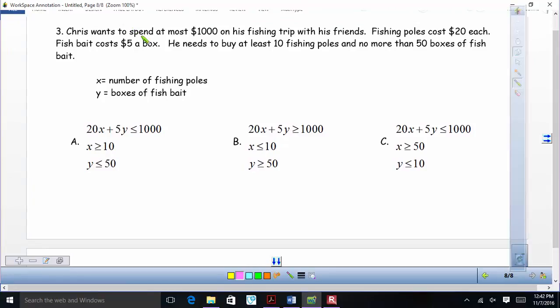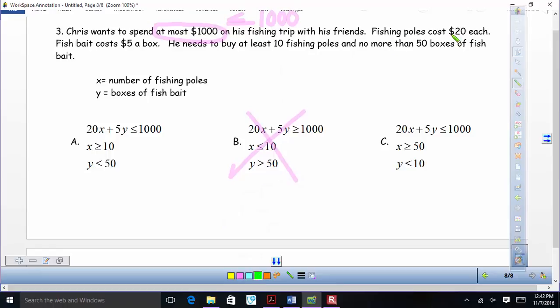Chris wants to spend at most $1,000 on a fishing trip with his friends. So does that mean he wants to spend more than $1,000? What does that most mean? Less than or equal to 1,000. He doesn't want to spend any more than that. Okay? So which one of these doesn't match that? B. So we know immediately that one doesn't work.